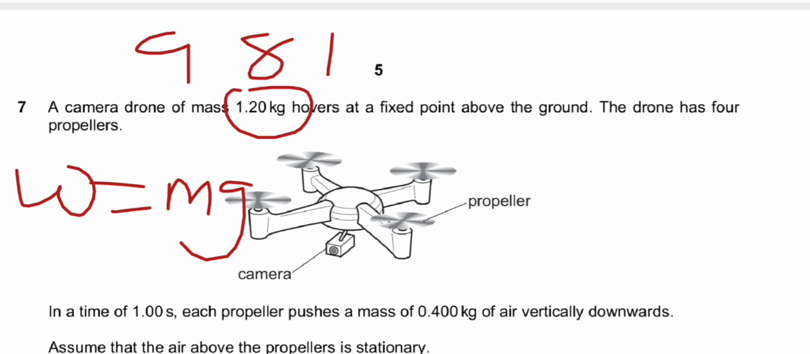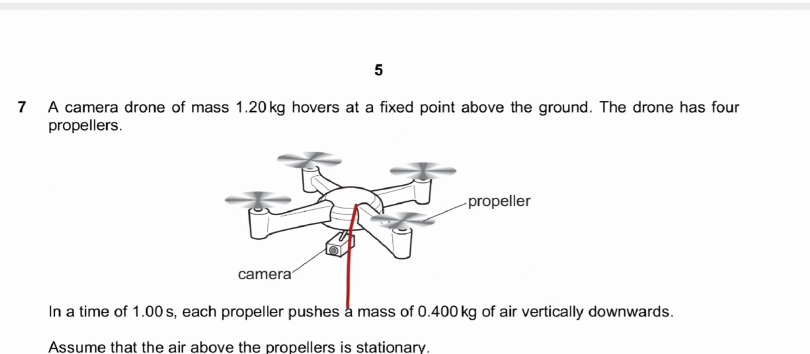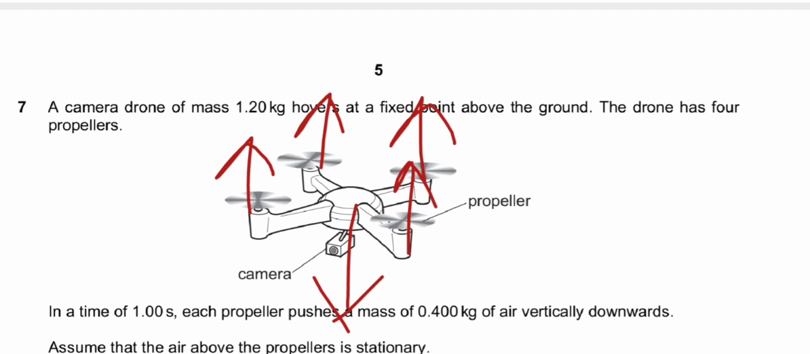And once I have the total weight of this object, which is 1.2 g, if I divide it by 4, I'll end up with the weight that is being acted upon by each propeller. So each propeller is exerting an equal force upwards so that it can maintain this thing in motion. What is happening is this weight is acting down, the force up here, the force up there, the force up there, the force up there, and it maintains this thing in equilibrium.